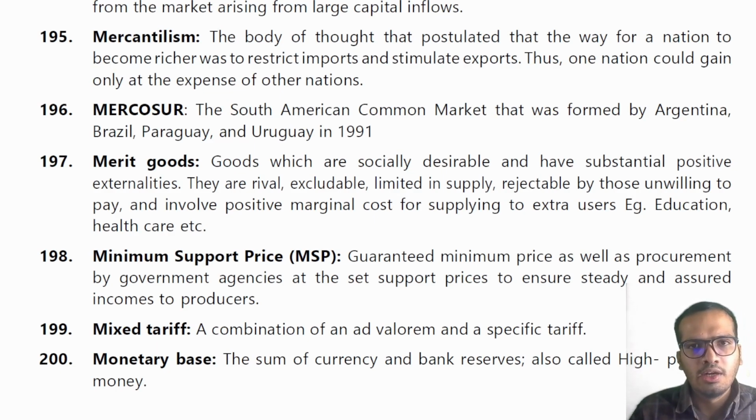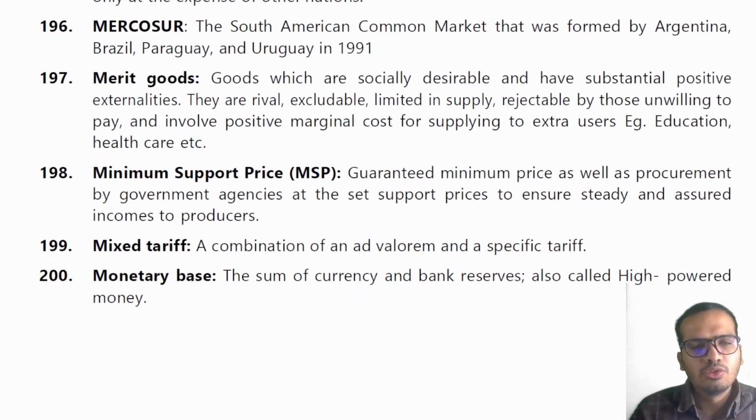So the body of thought that postulated that the way for a nation to become richer was to restrict import and stimulate export. Thus, one nation could gain only at the expense of another nation. Then we have MERCOSUR. So the South American Common Market that was formed by Argentina, Brazil, Paraguay and Uruguay in 1991. Then we have number 197, merit goods. So goods which are socially desirable and have sustainable positive externalities. They are rival, excludable, limited in supply, rejectable by those unwilling to pay, and involve positive marginal cost for supplying to an extra user. Examples: education, healthcare.